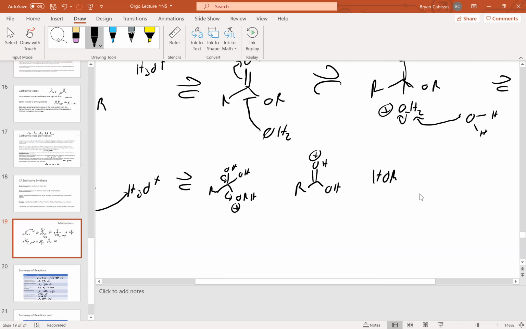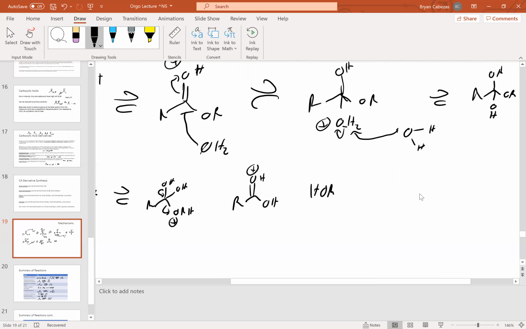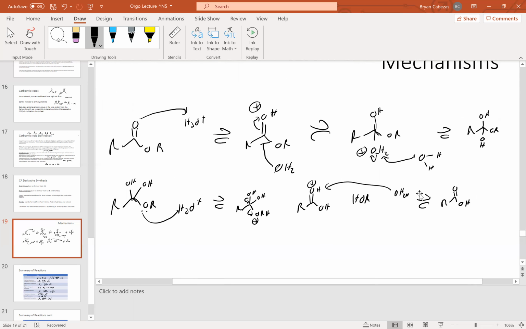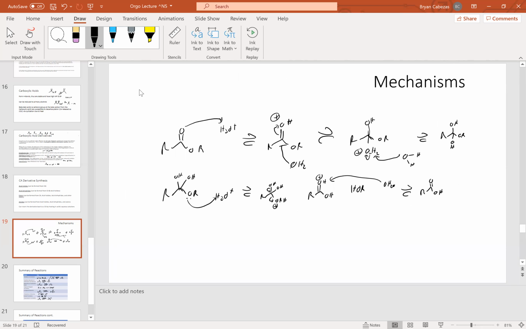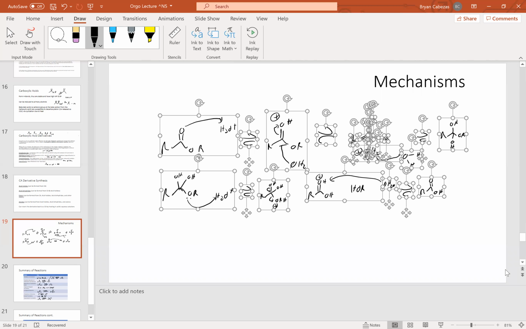Well, after this, all that's left is to make sure that water, let's just say an H2O, just comes in and takes this remaining hydrogen, and then we're done. We have our carboxylic acid back from our ester, and this whole thing again is in equilibrium, right? Because all those arrows were reversible.